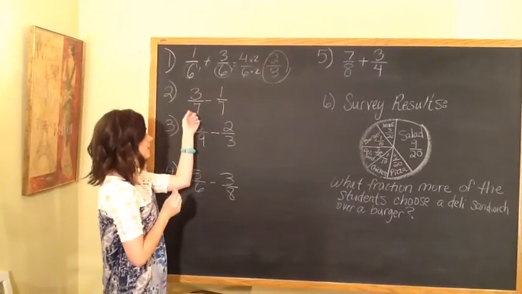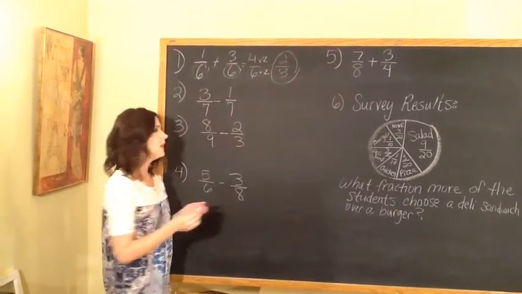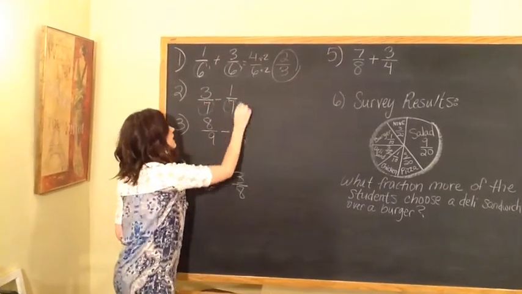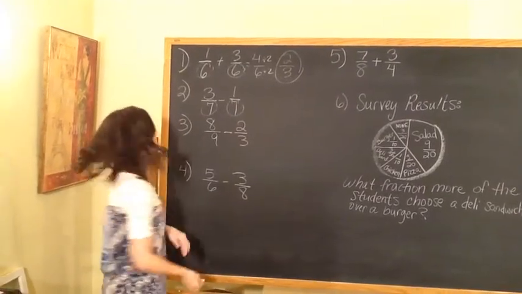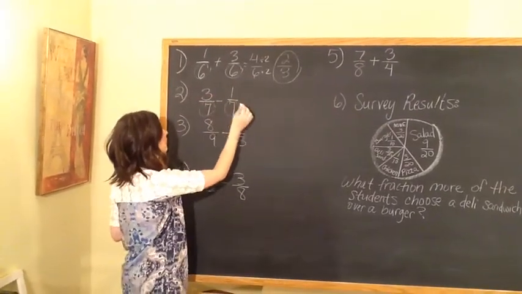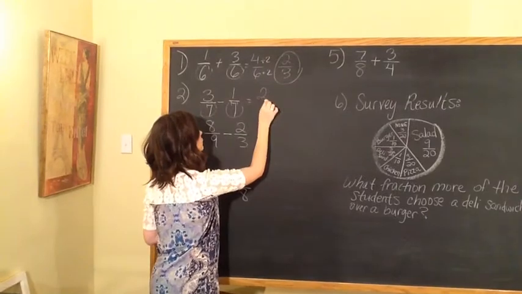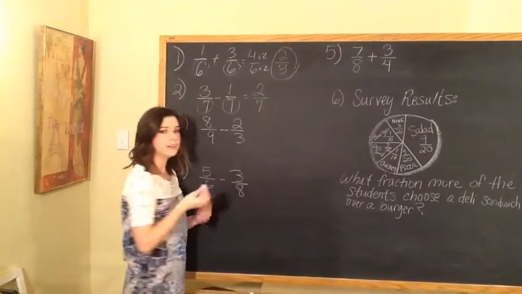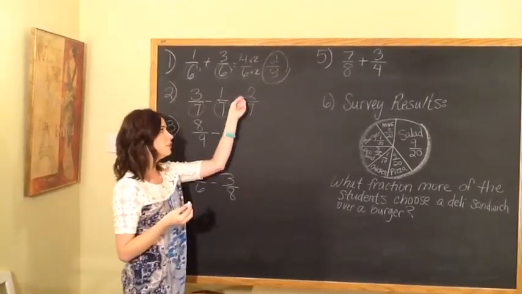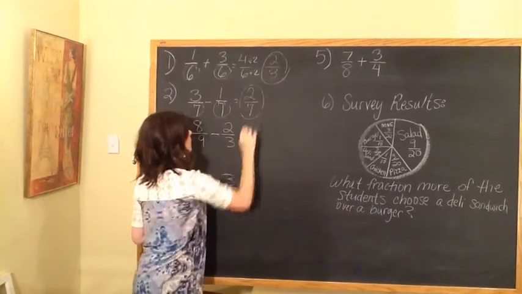Alright, let's go ahead and do example number 2. We have 3/7 minus 1/7. Good thing I noticed the denominators are the same. So one less step for me. Okay, I'm going to do 3 minus 1, which is going to leave me with 2/7. Now 7 is prime and 2 is prime, so we can't take anything else out.